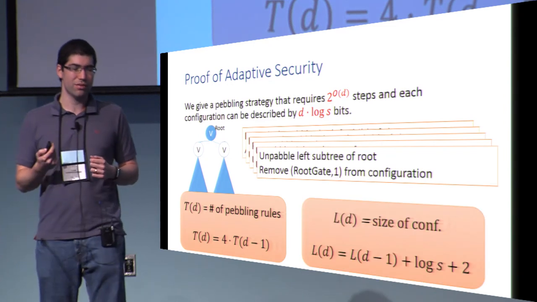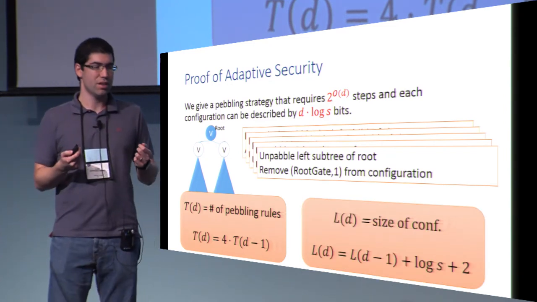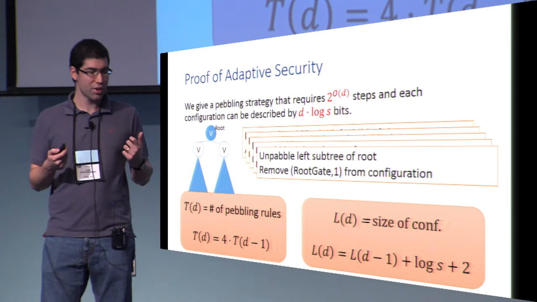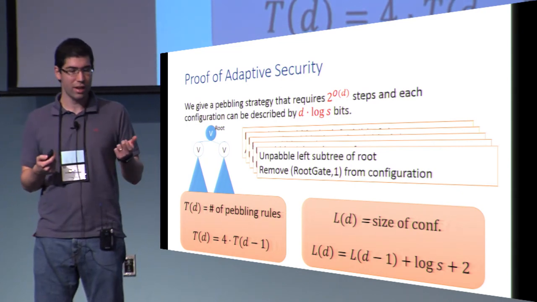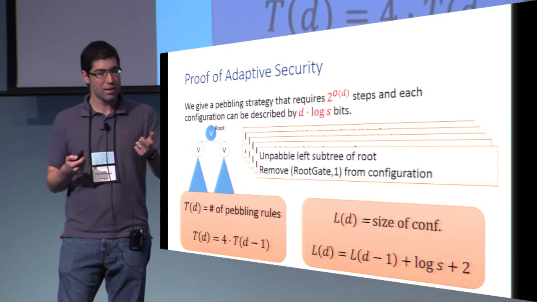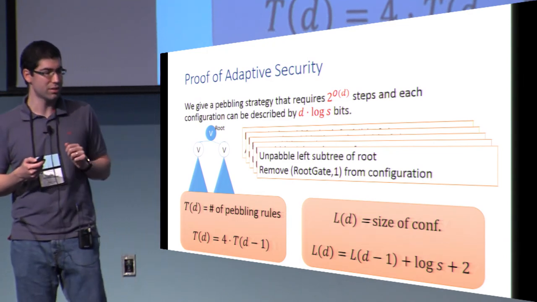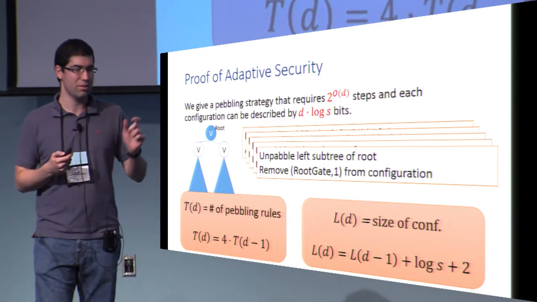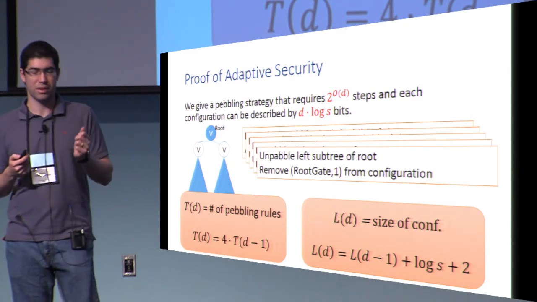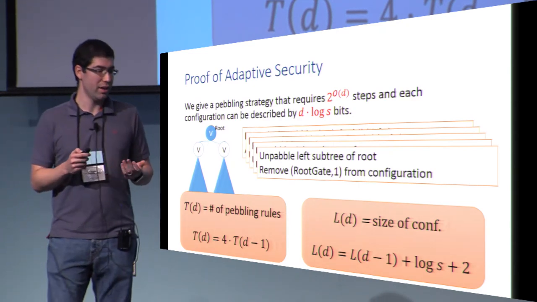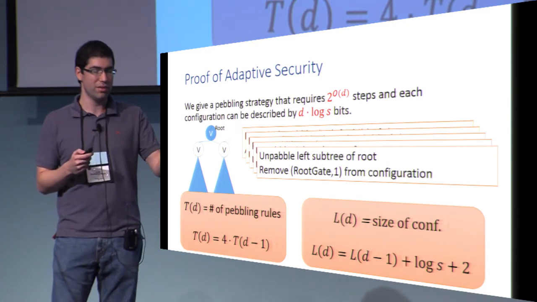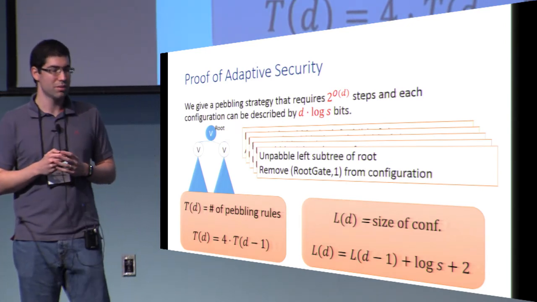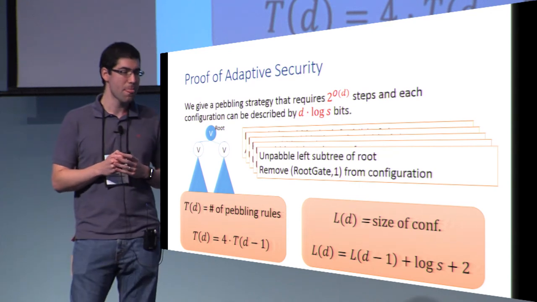And the size of a configuration is just the size of a configuration in a subtree plus the description size of the name of the root gate, which is log s bits, plus two more bits, which are minor. Just this is the bit to specify whether the root is pebbled or not. And that's it. That basically gives us whatever we wanted. If you solve this recursion, you will recover what is written at the top.